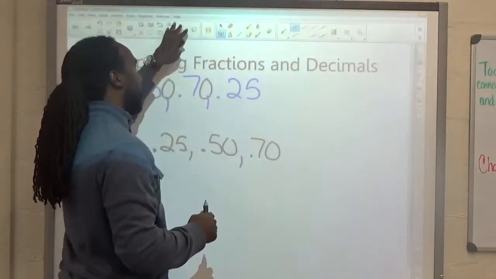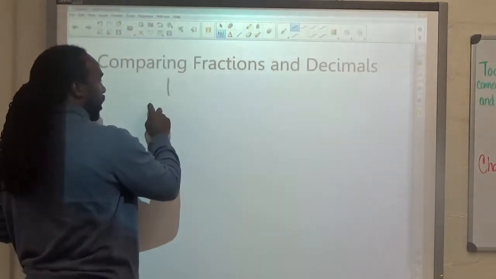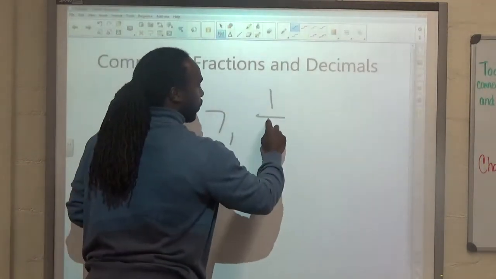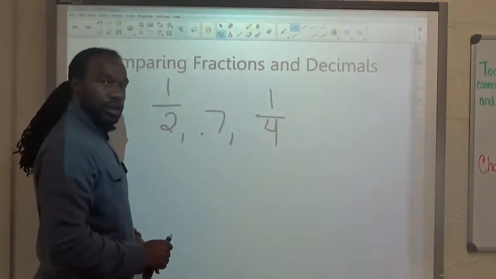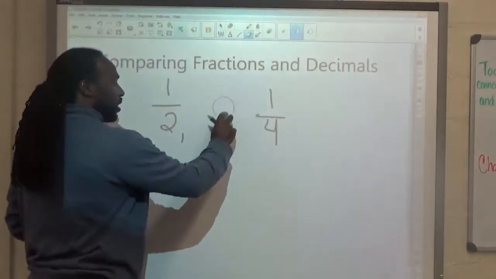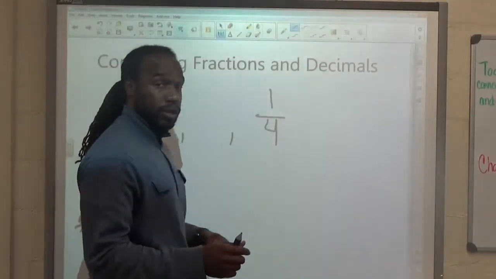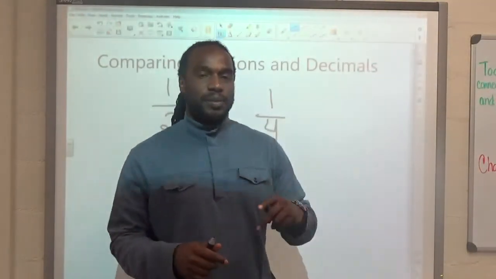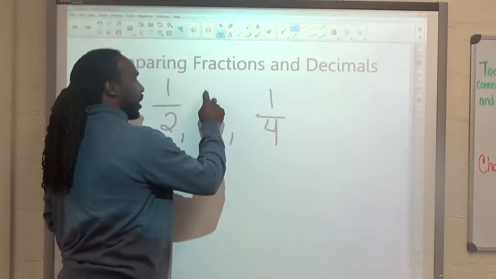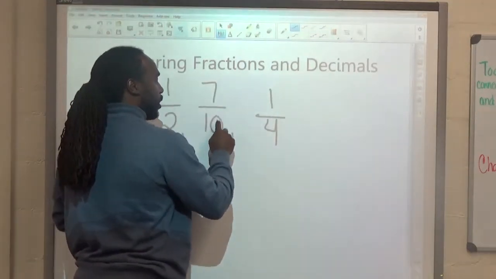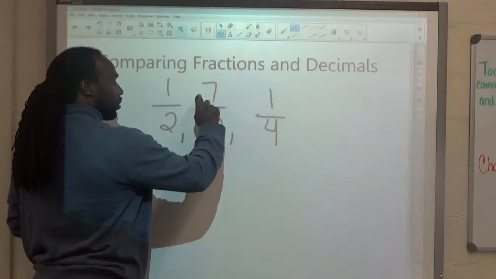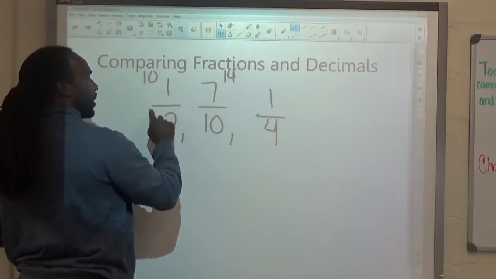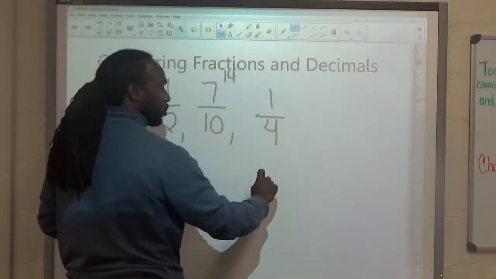There's another way we talked about as well. We'll take the same numbers, 1/2, 0.7, and 1/4. I talked about changing the decimal into a fraction. So you could take that 0.7, and it's going to be 7/10. You can watch your earlier video on how to turn a decimal into a fraction. So what you would do is just have 7/10, and then do your cross multiplication, diagonal. 2 times 7 is 14. 10 times 1 is 10. So I know right there that 7/10 is going to be my highest one.